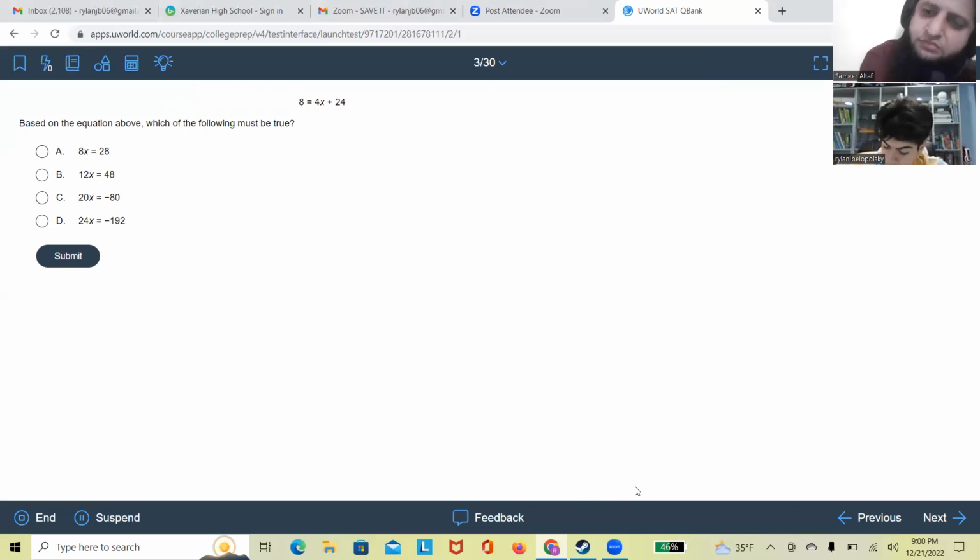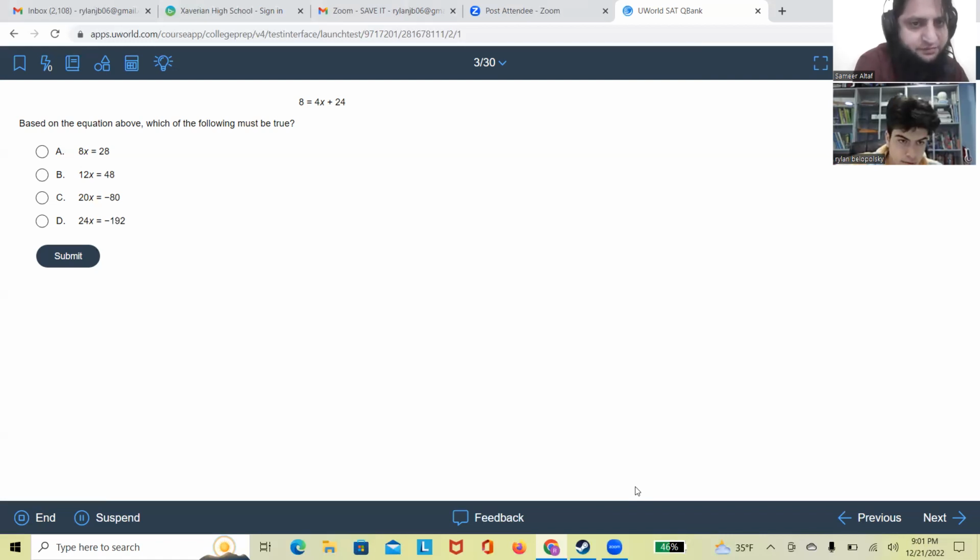Can you read the question? Based on the equation above, which of the following must be true? So what will be your perspective? How will you do it? I'm going to find out what x is, and then based on the multiple choice, I'll plug it in to see if it's correct.